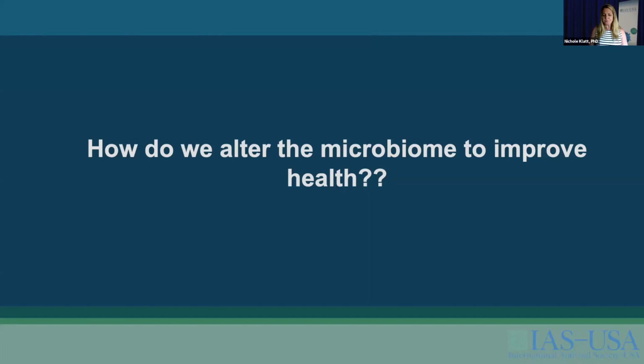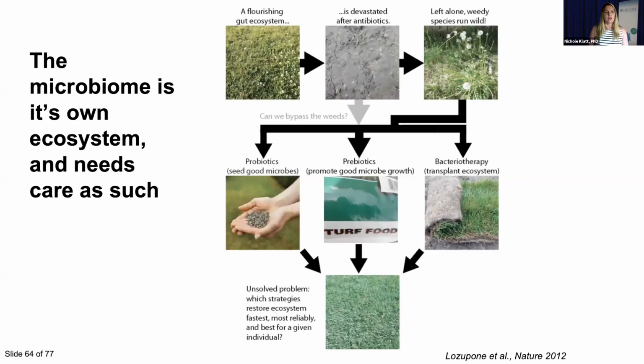So finally, I want to talk about how we alter the microbiome to improve health. I really love this slide because it shows you want this flourishing gut ecosystem, or whatever microbiome ecosystem it is, but then you give it antibiotics or you get sick with something, or whatever it is that might alter that and devastate it. And then, if you don't actually treat it and help it, species run wild and you might get things that you don't want, like dandelions.